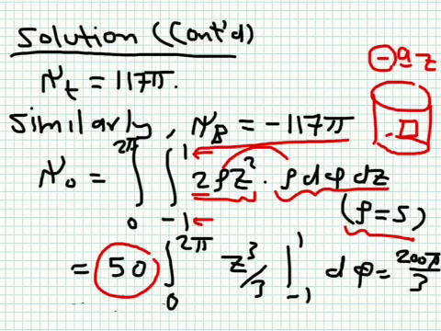Now we have to integrate over z. We have z squared. The integral of z squared will give you z cubed over 3. You put upper limit minus lower limit, so this will give you 2 over 3. And then the integral of d phi will give you phi, so it will multiply again by 2 pi. If you put all this together, you get an answer of 200 pi over 3.